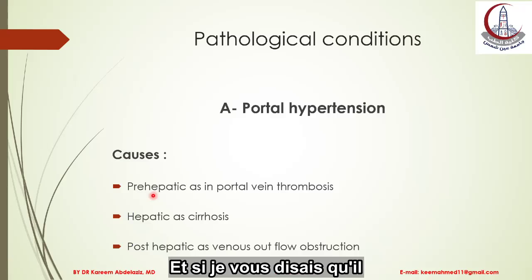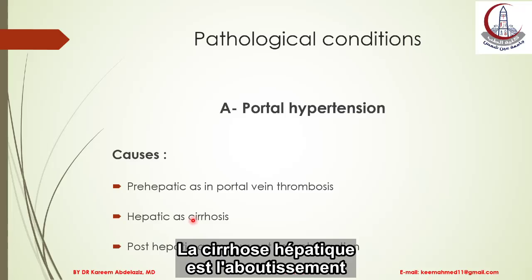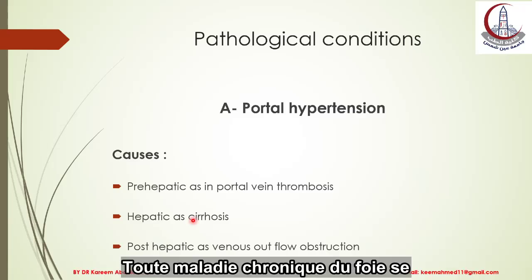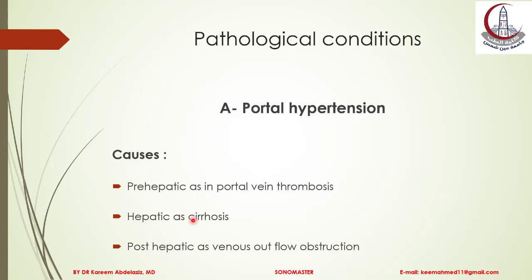But what if I told you we have another scenario? And by the way, this is the most common scenario, you should know it, which is the hepatic cause. What if we have cirrhosis? I guess all of you are familiar with this term. What's meant by hepatic cirrhosis? Hepatic cirrhosis is the common endpoint to all chronic disease of the liver. Any chronic disease in the liver, its end stage is called cirrhosis.